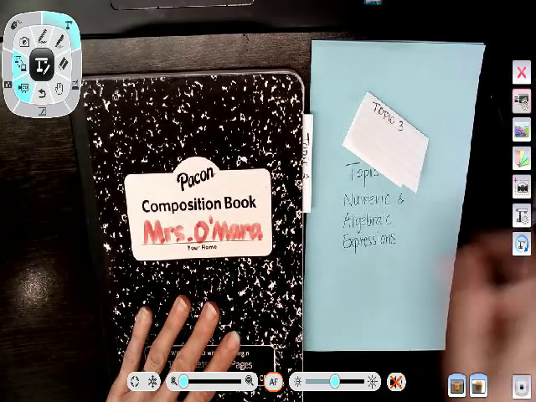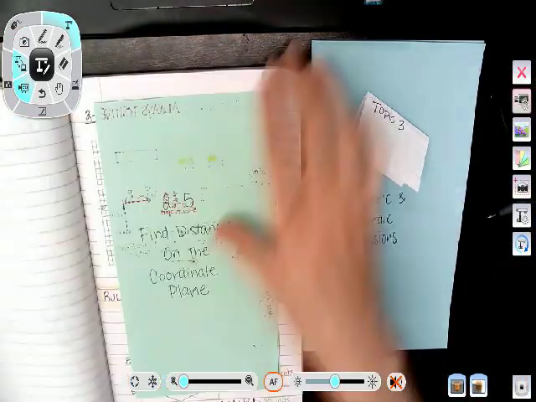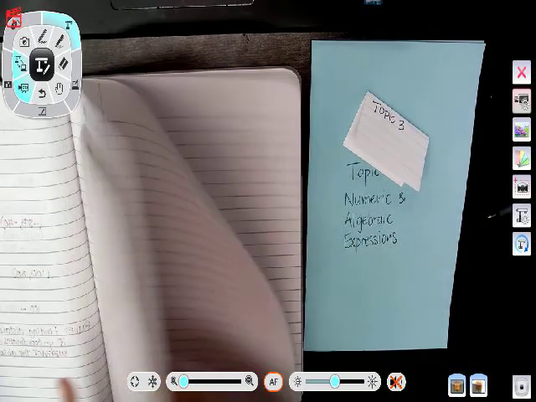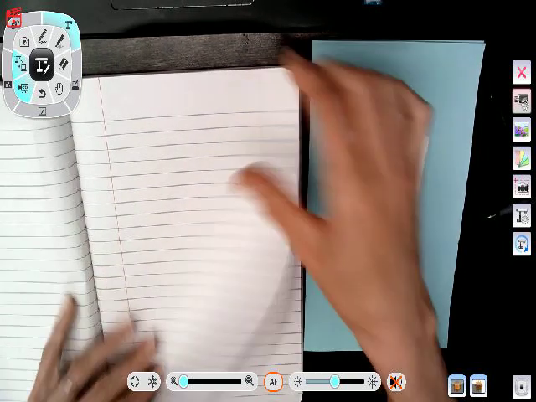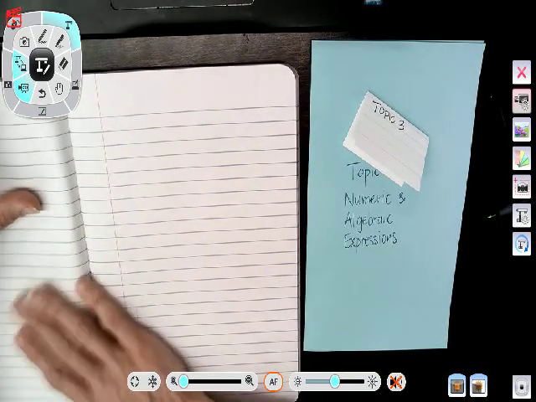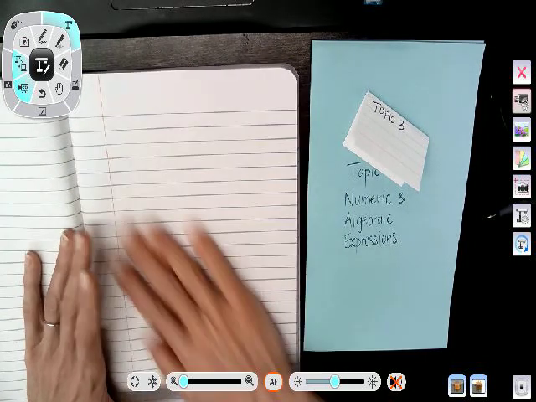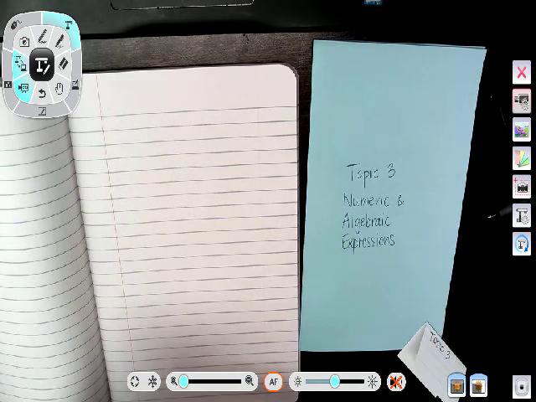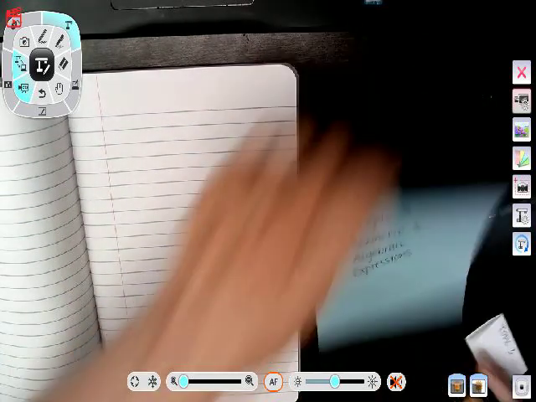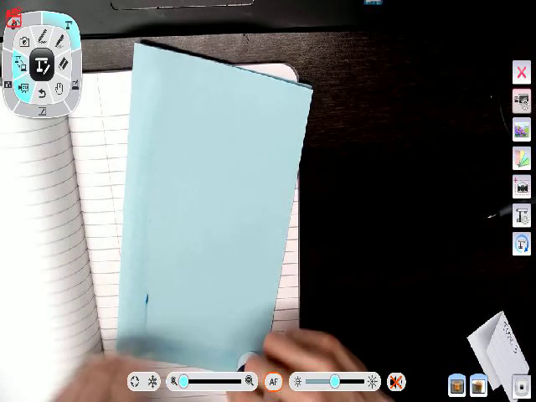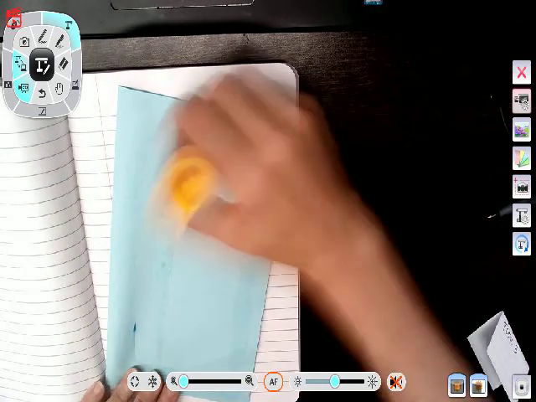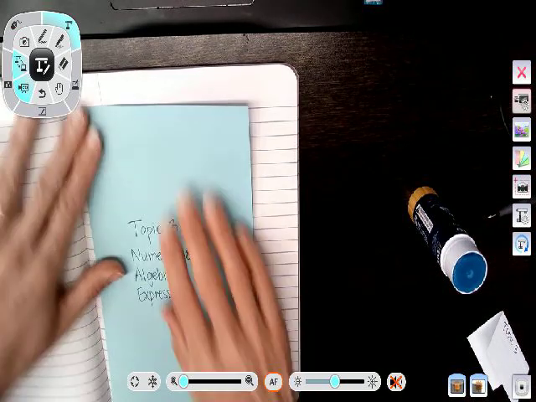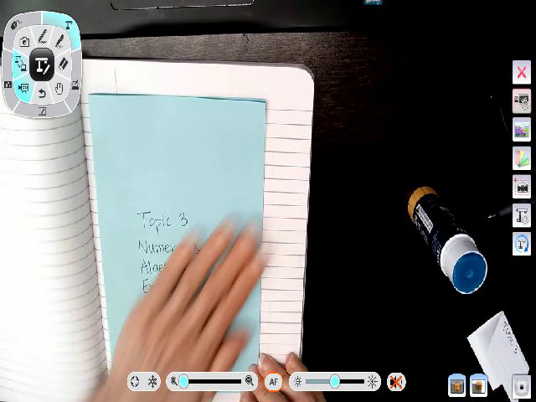Now we're going to go to our notebooks, and we're going to open up to the next clean page. Okay, so here's my last page. So here's the next clean page, and we are going to glue our blue sheet in. So our blue sheet's all glued in, ready for us, just like a book.